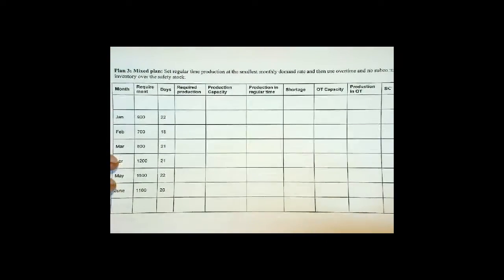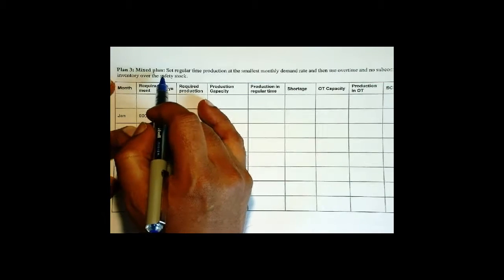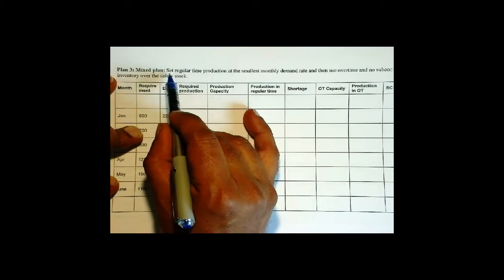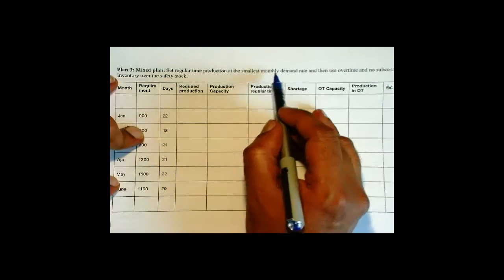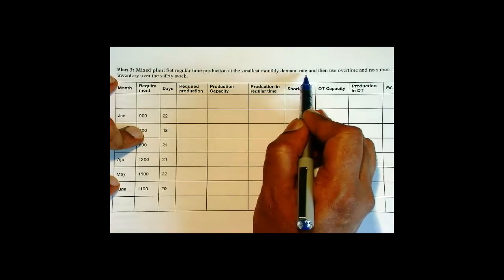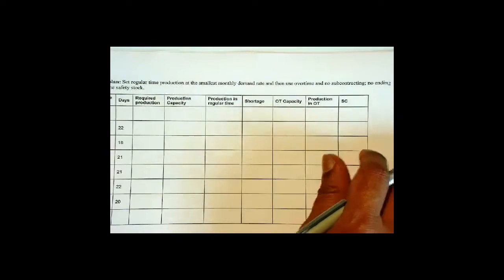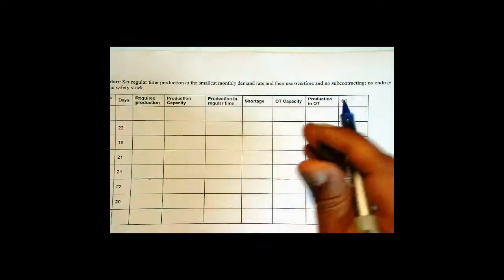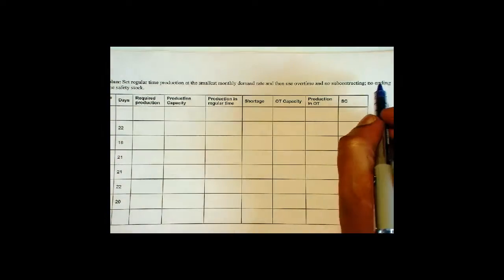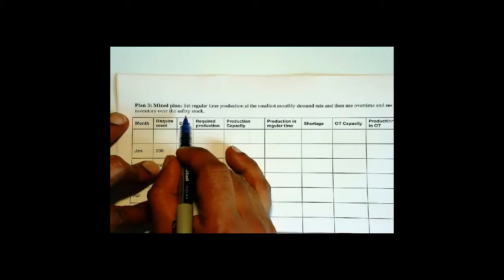Now we're going to look at a mixed plan. And here we're going to define the mixed plan like this. So we want to set the regular time production at the smallest monthly demand rate. And then we want to use overtime and subcontracting to meet the demand. So that way there is no ending inventory beyond the safety stock.